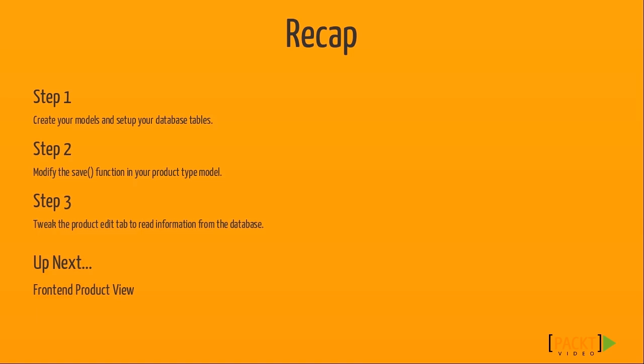So let's recap. In order to save our information to the database, we first have to create the necessary models and then set up our database tables in an upgrade script. Next, we modified the save function in our product type model. This is the function that Magento runs anytime the form is submitted. The last thing we did was tweak the product edit tab so that it read information from the database.